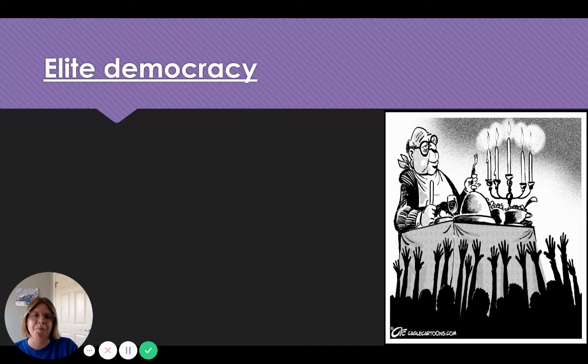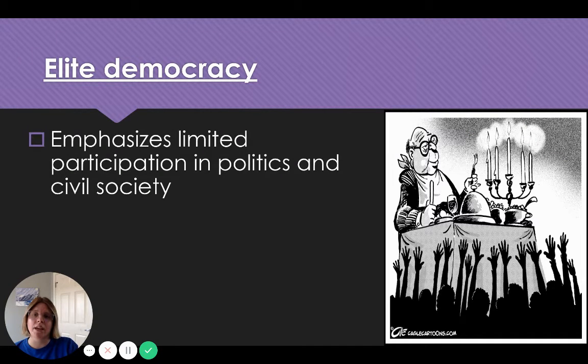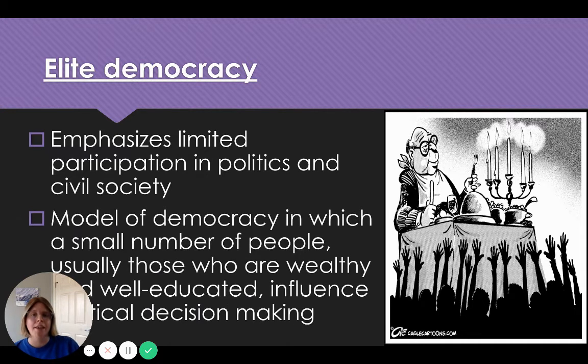Now, elite democracy. Elite democracy emphasizes limited participation in politics and civil society. And the elites basically represent the ultra-wealthy or the very educated. So it's a model of democracy in which you don't want broad participation. You actually want a very small number of people, usually those who are wealthy and well-educated, that influence the political decision-making, essentially. And so there's parts of our country and our Constitution that do represent all three of these models, basically.